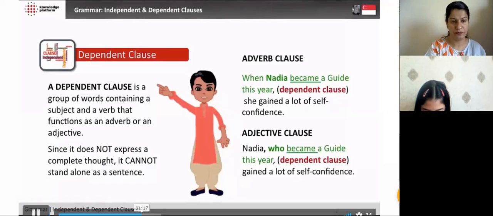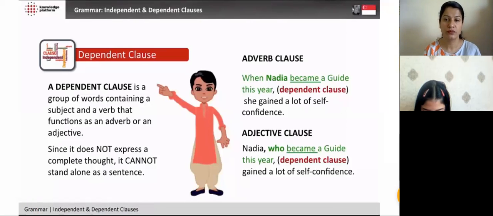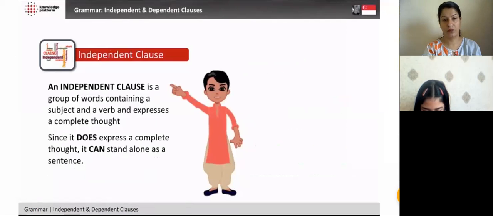Here we go. In the first sentence, when Nadia became a guide this year, Nadia is the subject, became is the verb, but it does not express a complete thought. Likewise, in the second sentence, who is the subject of the clause and became is the verb, but it does not express a complete thought. An independent clause is a group of words containing a subject and verb and expresses a complete thought. Since it does express a complete thought, it can stand alone as a sentence.